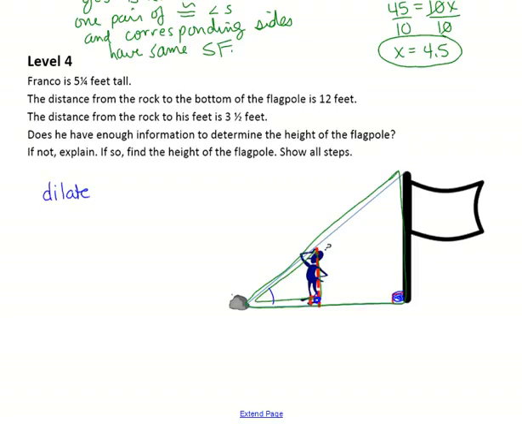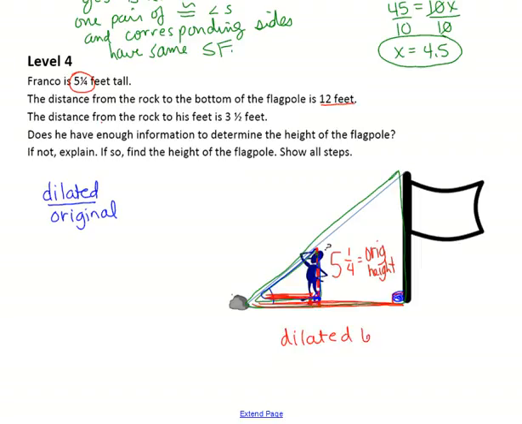Remember to use dilated over original. And I'm going to consider in this case that my small triangle is my original. So I'm going to have, let's change colors, my dilated segment and my original segment. So now I'm going to go back and get my measurements. I know that Franco is 5 1/4 feet tall. So I have 5 1/4, and that is the original number. And I know that the distance from the rock to the bottom of the flagpole is 12 feet. Okay, so that's dilated length is 12 feet. The distance from the rock to his feet is 3 1/2 feet. And that is the original length. And I am looking for the dilated height.